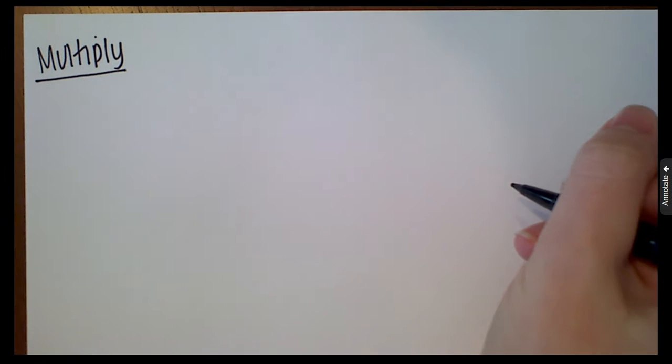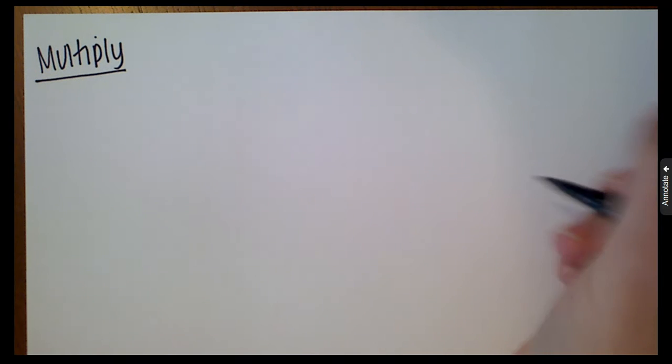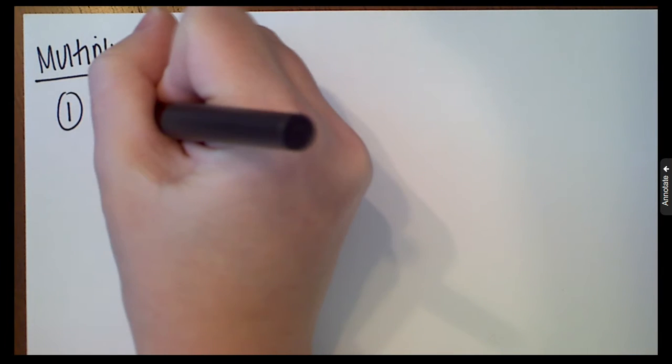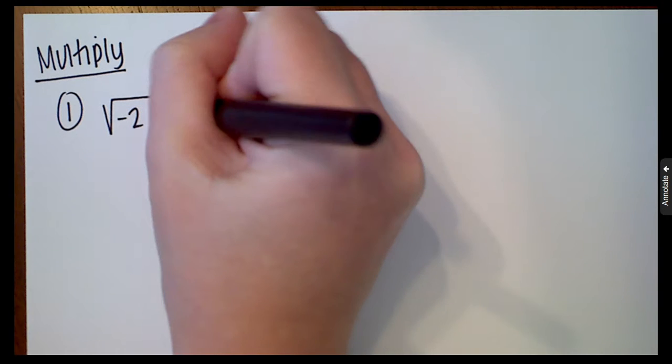So today we'll do a little bit more multiplying, a little bit more simplifying, and then hopefully I'll be back to you soon. So let's just do a few multiplying problems. Some of these may look similar to what we were doing the other day, but that's okay. It never hurts to do more examples. So with this multiplying, let me do the first example: square root of negative 2 times the square root of negative 6.